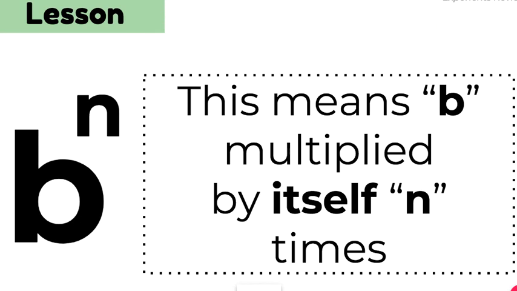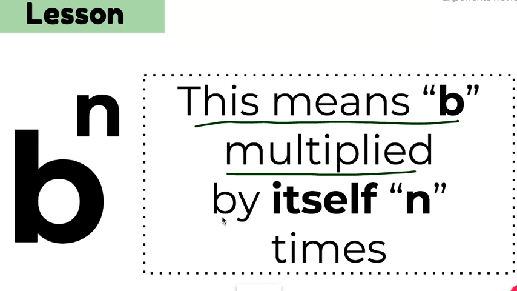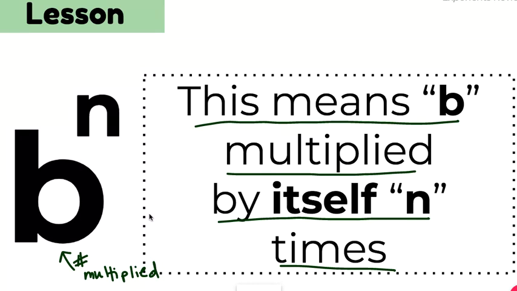So if we wanted to come up with a statement about how to write an exponent as a multiplication problem, my base is b, and my exponent is an n, let's say. This means b multiplied by itself n times. So b is the number that's multiplied, and n is the number of times.